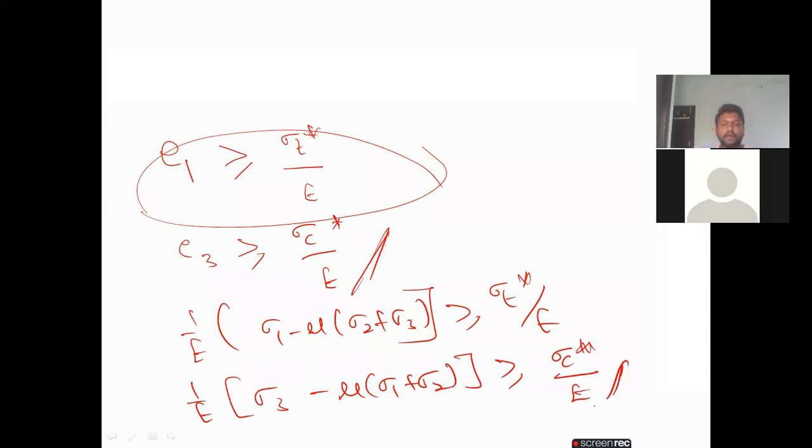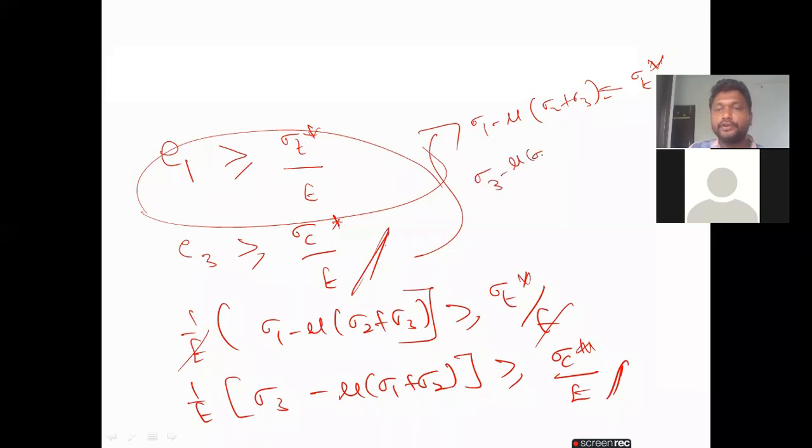So this is the formula. When you consider this one, the final one, what happens? E will be cancelled on both sides. Sigma 1 minus mu into sigma 2 plus sigma 3 greater than or equal to sigma T star. Next, sigma 3 minus mu into sigma 1 plus sigma 2 equal to sigma C star. This is a very easy one. We have only two steps.